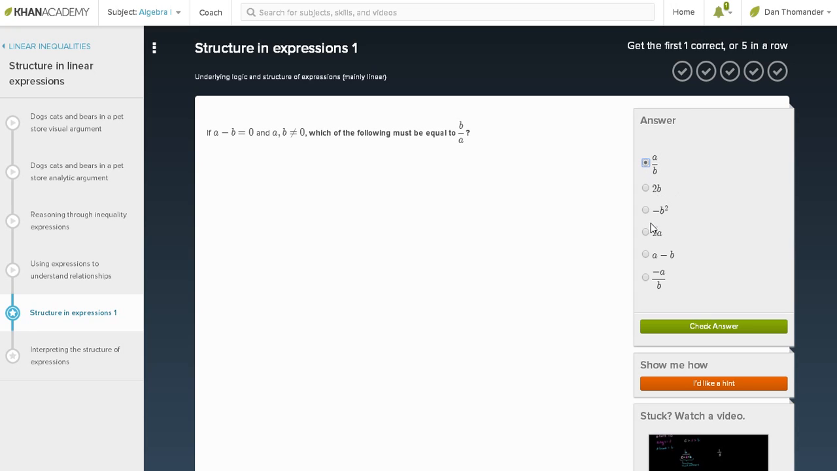So this must be equal, right? To B, we don't have any reason to know that. I don't know where they got negative B squared from. To A, I don't know. A minus B, why would B divided by A be equal to A minus B? We have no reason to believe that. And why would it change signs to negative A over B? So the answer is A over B.